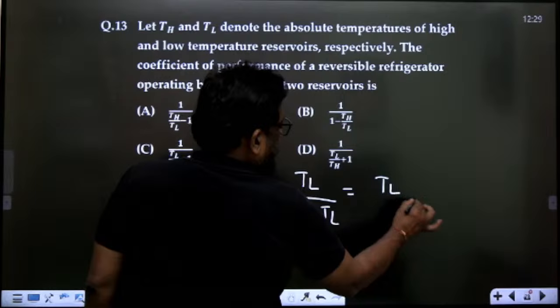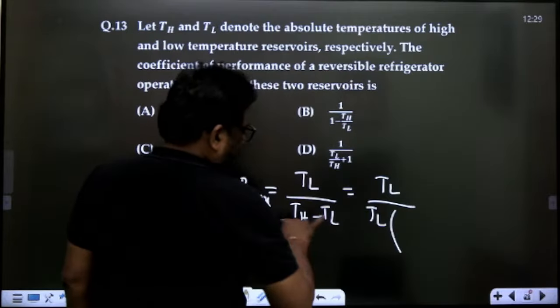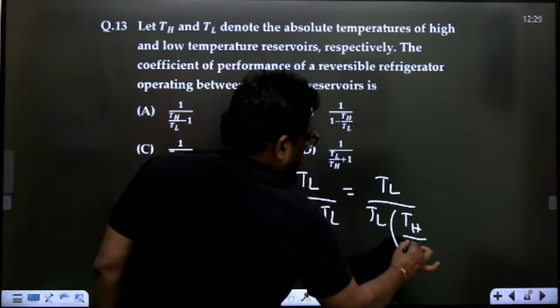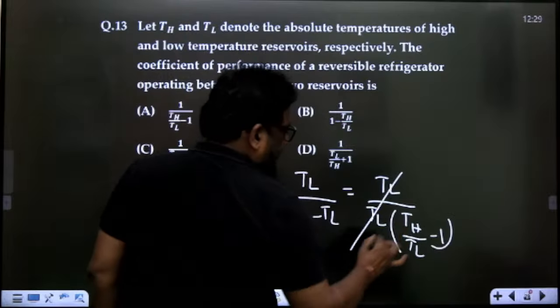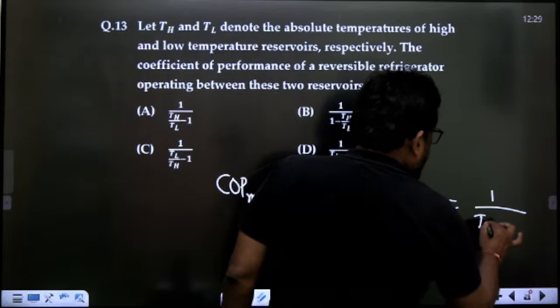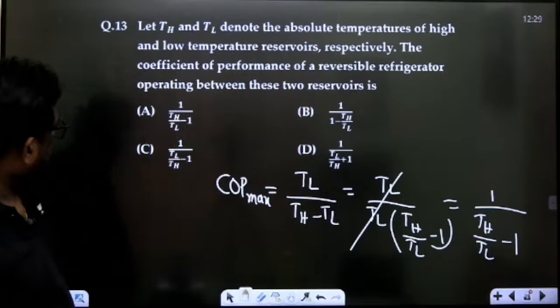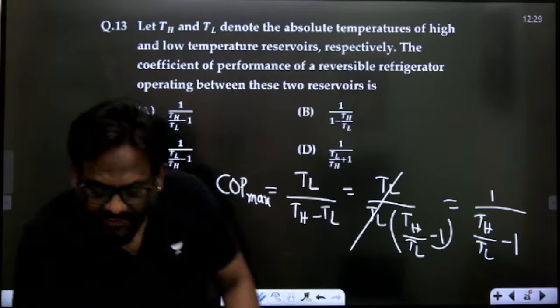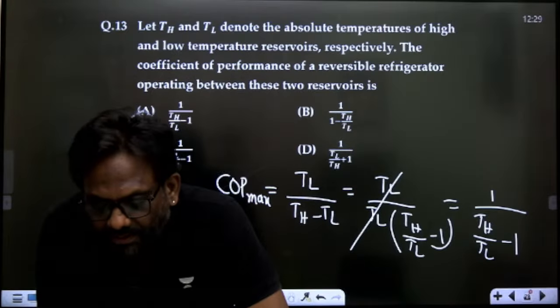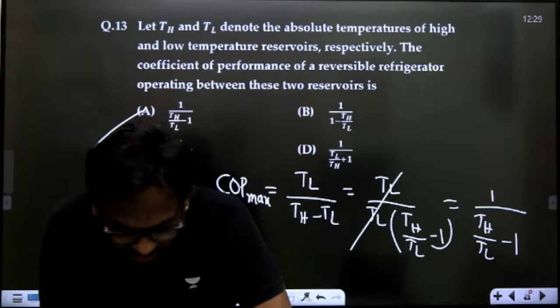So we will do it like this, sir. Take TL outside. Take TL outside. It will be TH by TL minus 1. So this will cancel. It will be 1 by TH by TL minus 1. Should be correct, right? I think option A is correct, right? Correct? Yes sir. Take this.